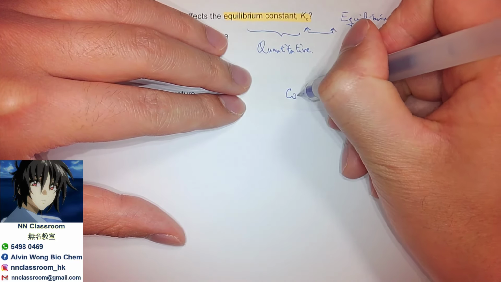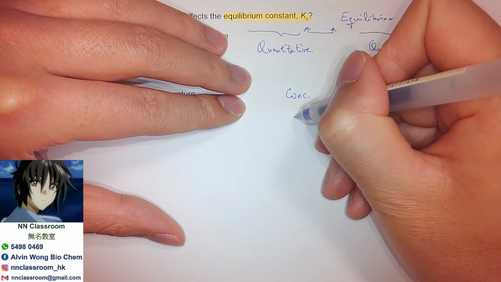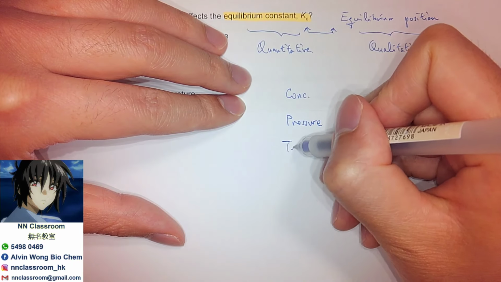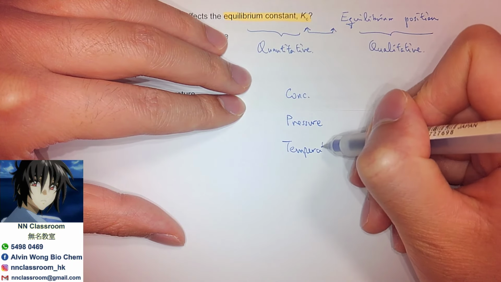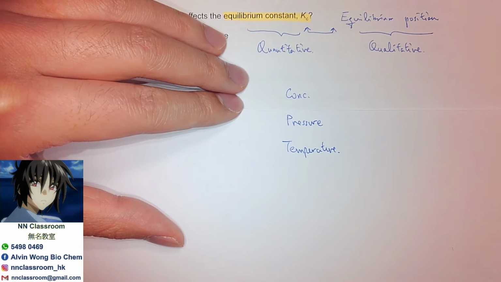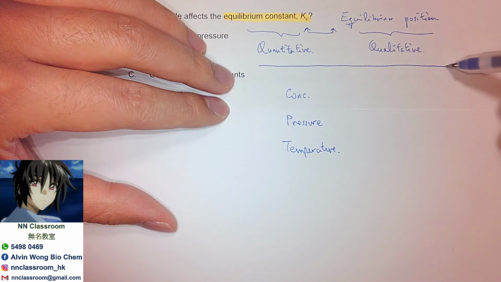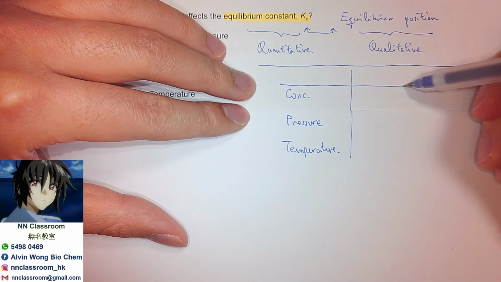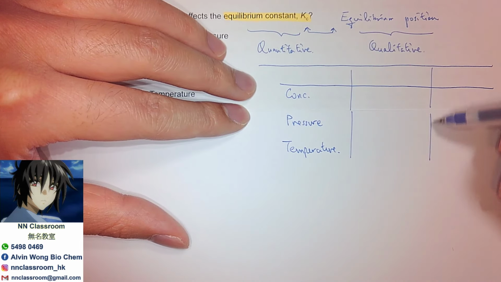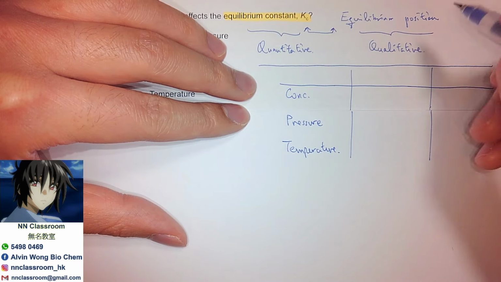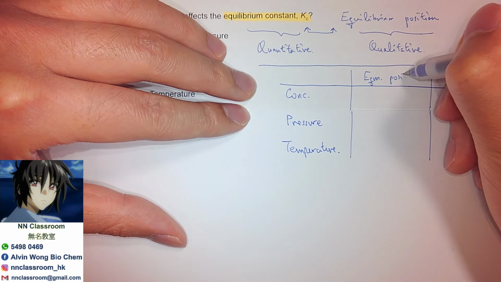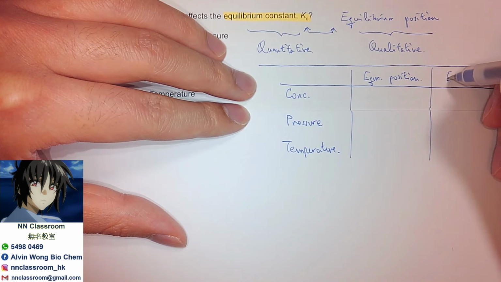The first one is concentration. The next one is pressure. And finally, temperature. These three factors are really famous in terms of the concepts in topic 7. But remember, if I cut it open like this, on the left side I put the equilibrium position, and on the right side I put the equilibrium constant.